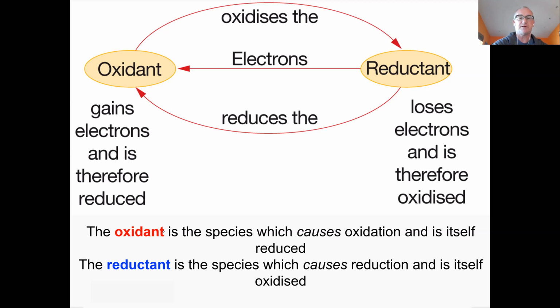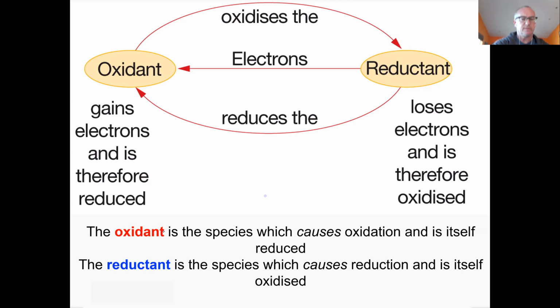So the easiest thing I find to remember is that oxygen is an oxidizing agent. Does oxygen get oxidized? No, it does not. Oxygen gets reduced. And so oxidizing agents get reduced. Reducing agents get oxidized because they cause the reaction to take place in somebody else, not themselves. That's the key thing to remember.